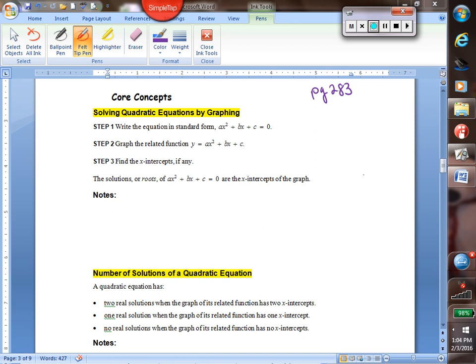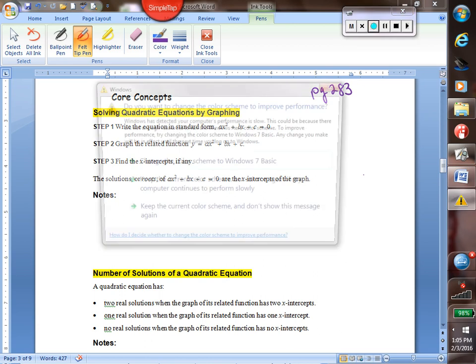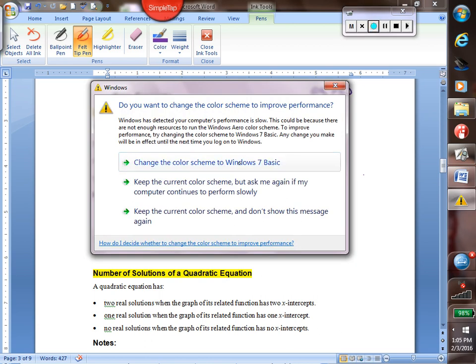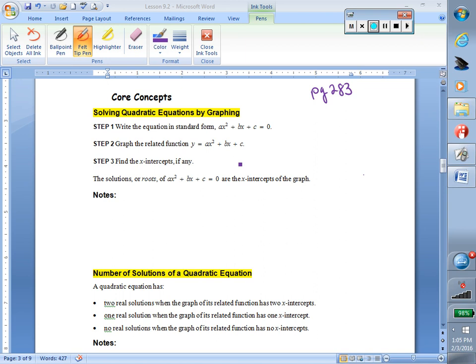On page 283, what you will see is a step-by-step of how we solve by graphing. Step number 1 says we need to write our equation in standard form. So if you notice, that's where we have all of our terms on one side of the equation. So we've got our term that's squared, our term to the first power, and our constant, and it's equal to 0. Step number 2, we're going to graph, and we are going to review today a couple different ways that we've used to graph.